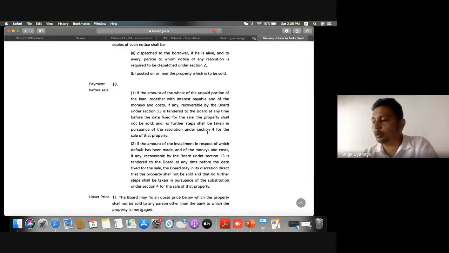Shall not be sold. Bank doesn't have a discretion. Bank can't sell the property. No discretion. That's it. And no further steps shall be taken in pursuance of the resolution under section 4 for the sale of the property. Bank can't do anything about it. However, the amount of the installment in respect of which default has been made and of the monies and cost, if any, recoverable.